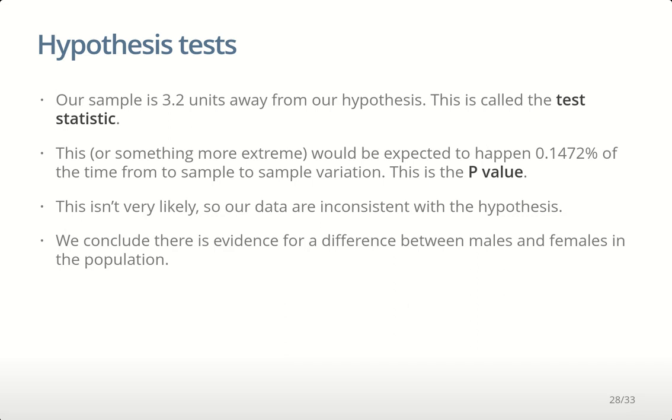So our sample is extreme. It's got a large test statistic. And the p-value is the thing we really use. We don't really use the test statistic. It just happens to be an interpretable measure in this case. We use the p-value to see how extreme that is.